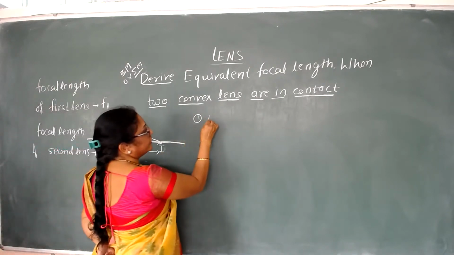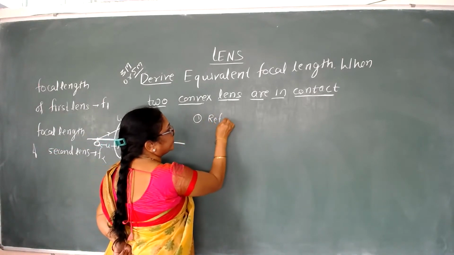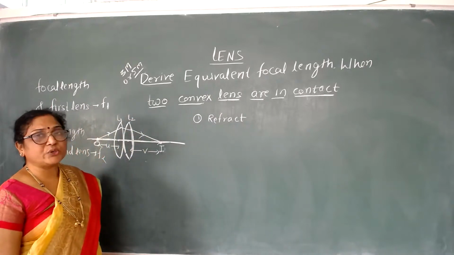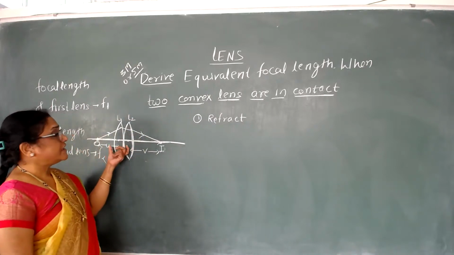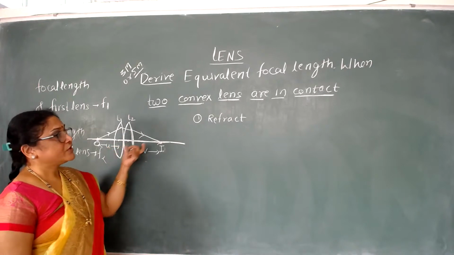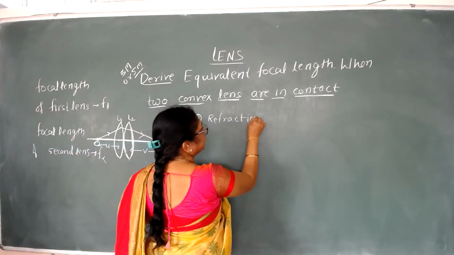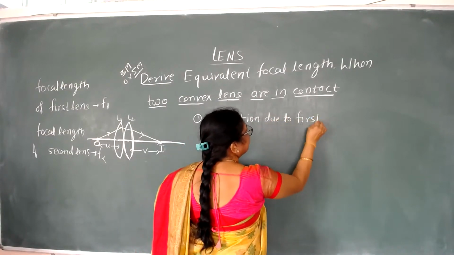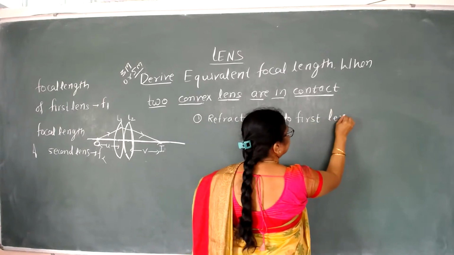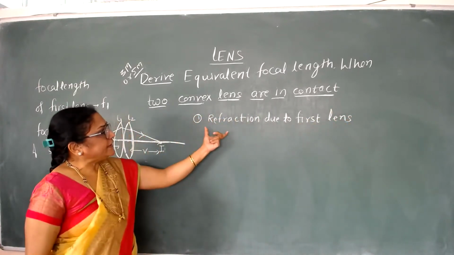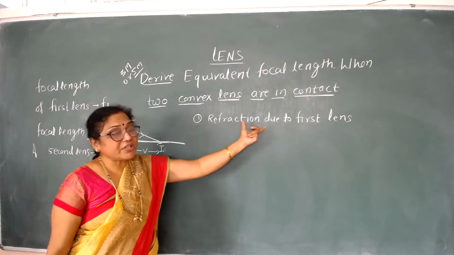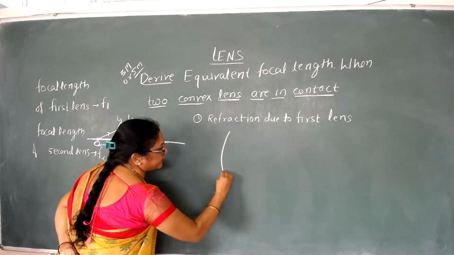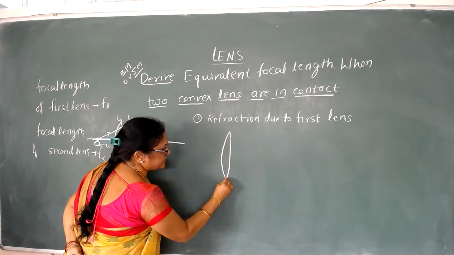Consider the refraction in the two lenses. The refraction takes place in two stages. The first stage is refraction due to the first lens. So here, when the refraction takes place due to the first lens, consider the first lens. So this is a convex lens.